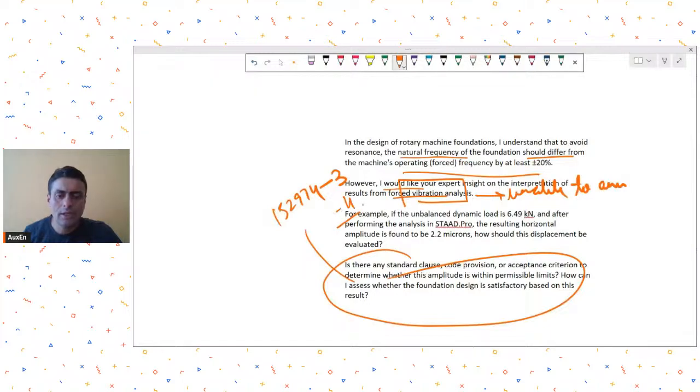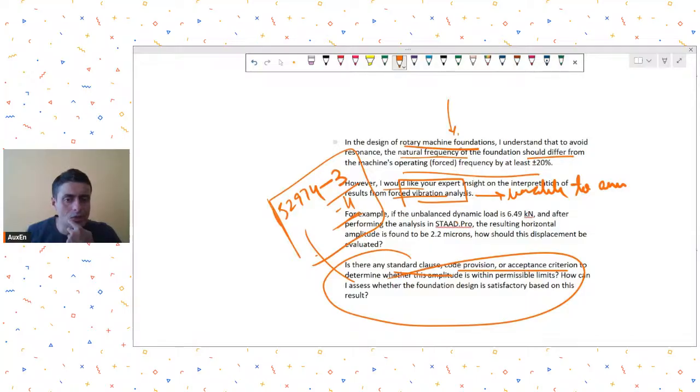Accordingly, you will have to check for the standard clauses, codal provisions, and acceptance criteria. They do give you the calculations for the permissible amplitudes, how to calculate the time periods, and how to achieve a frequency shift between the natural time period of your foundation system and the machines. So all that data is given in 2974, either Part 3 or Part 4 for rotary machine foundations, depending on the RPM of your machine. So that is my answer. Please refer to these documents.